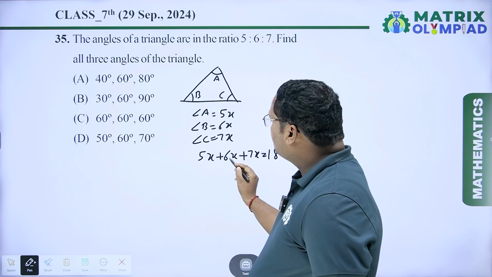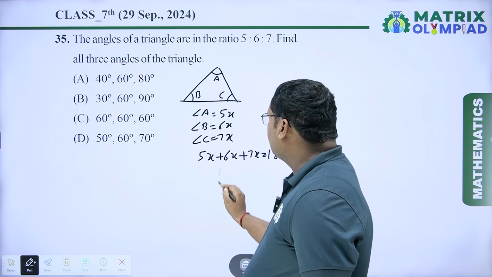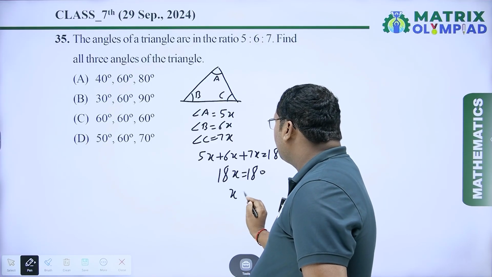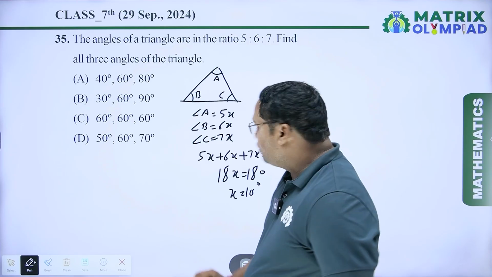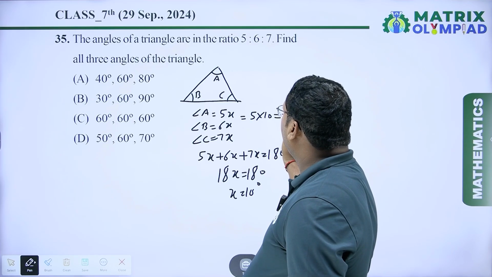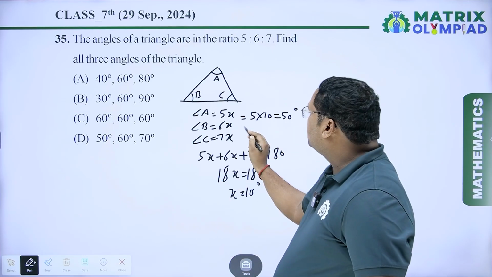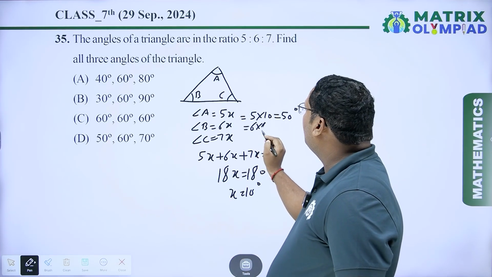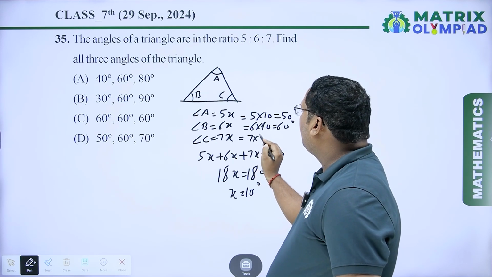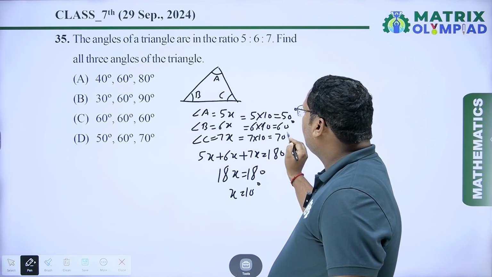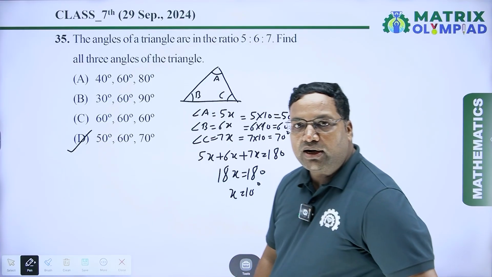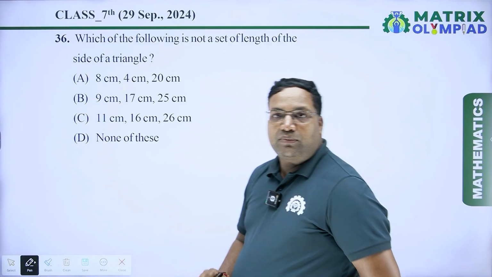Add these three: 6 plus 5 is 11, 11 plus 7 is 18. So 18x equals 180 degrees, or x equals 10 degrees. So angle A is 5 into 10, which is 50 degrees. Angle B is 6 into 10, which is 60 degrees. And angle C is 7 into 10, which is 70 degrees. So 50, 60, 70, and the option is D. So the right option is D. Coming to question number 36.